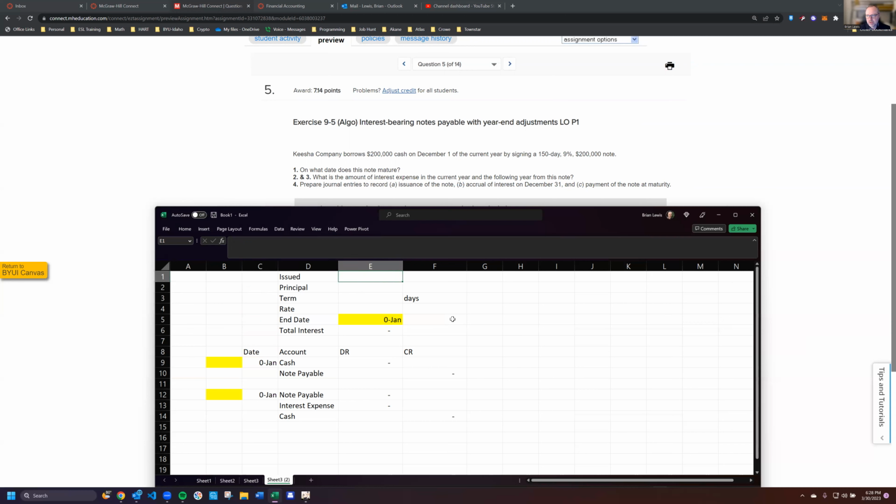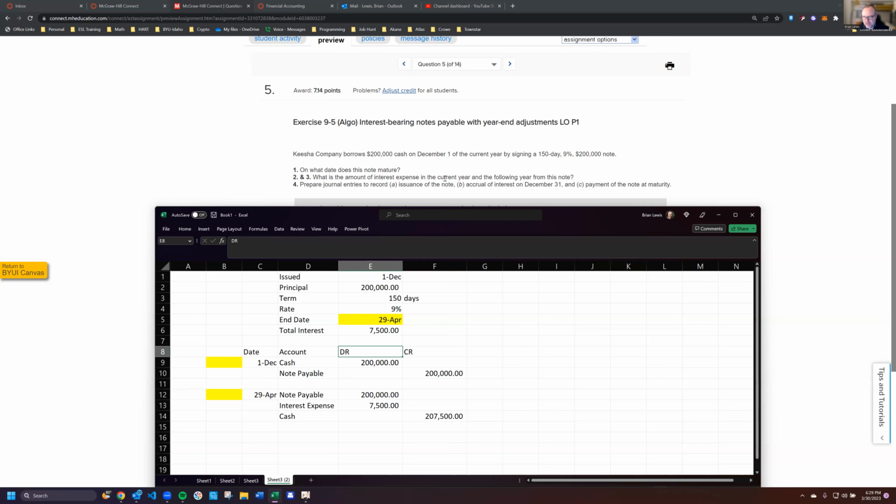Okay, so issued. Borrows $200,000 cash on 12/1 for $200,000. It's a 150 day, signing a 150 day note. So 150 days, rate 9%. So that's our total interest for that period of time. Okay. So when does the note mature? It matures on 9th of April.